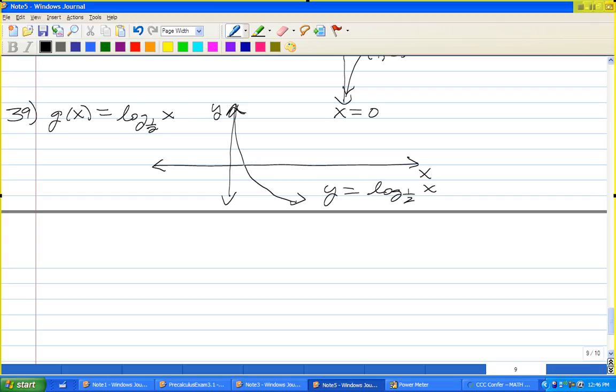The x-intercept is at (1, 0). And the asymptote is just x equals 0.